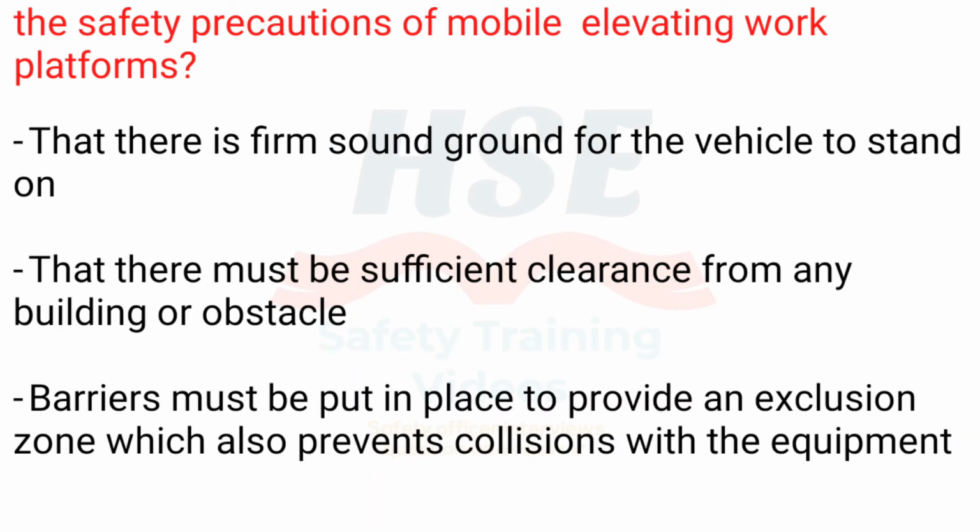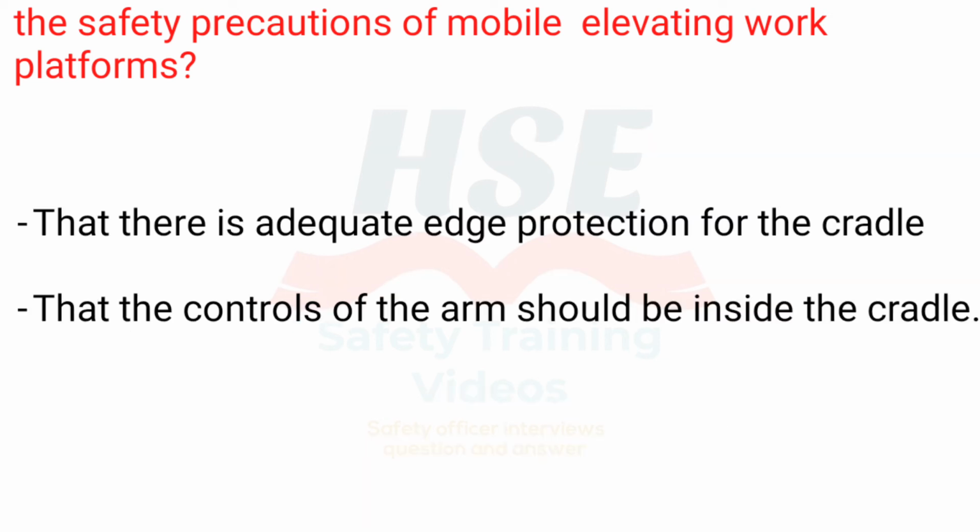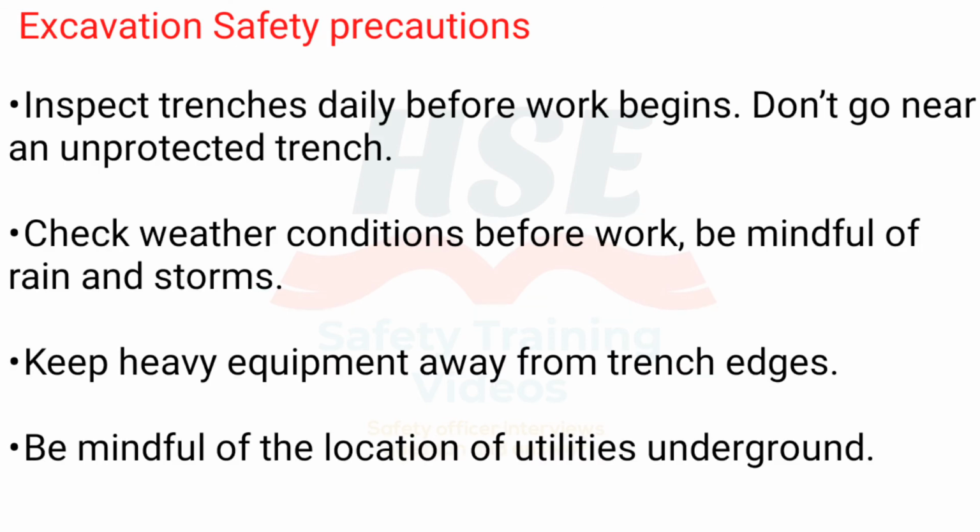The safety precautions of mobile elevating work platforms: that there is firm sound ground for the vehicle to stand on. That there must be sufficient clearance from any building or obstacle. Barriers must be put in place to provide an exclusion zone which also prevents collisions with the equipment. That there is adequate edge protection for the cradle. That the controls of the arm should be inside the cradle.